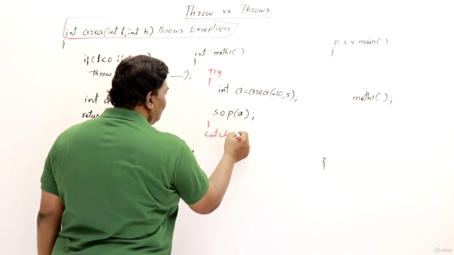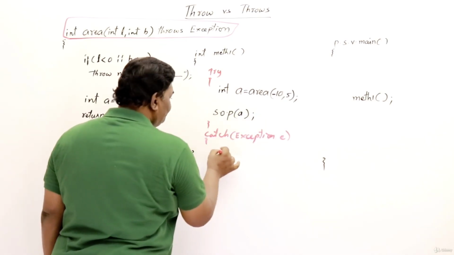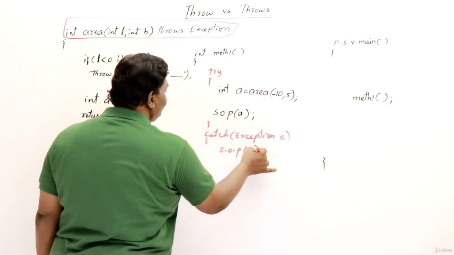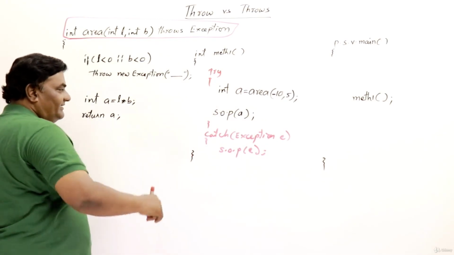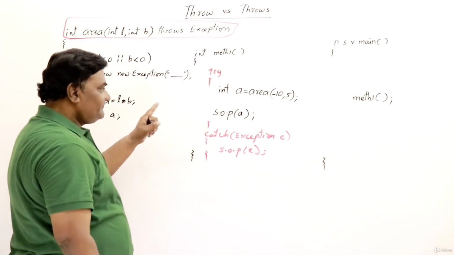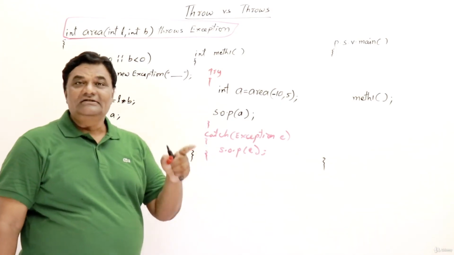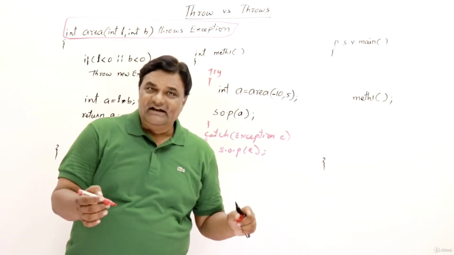Handle that exception, that is exception e, and you can print the exception. So whatever message you have mentioned here will be printed there, right? That's all. This is about throw and throws. So let us quickly look at these things.